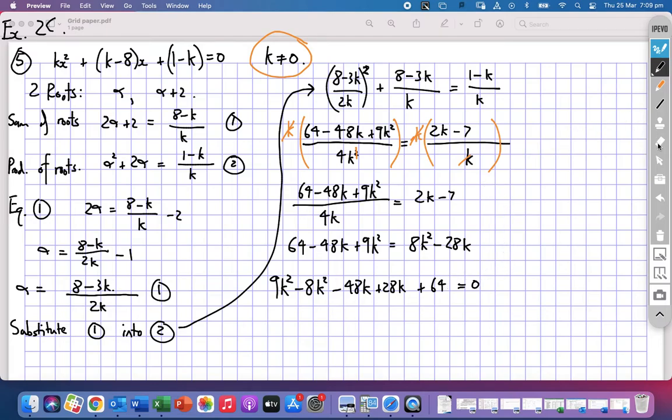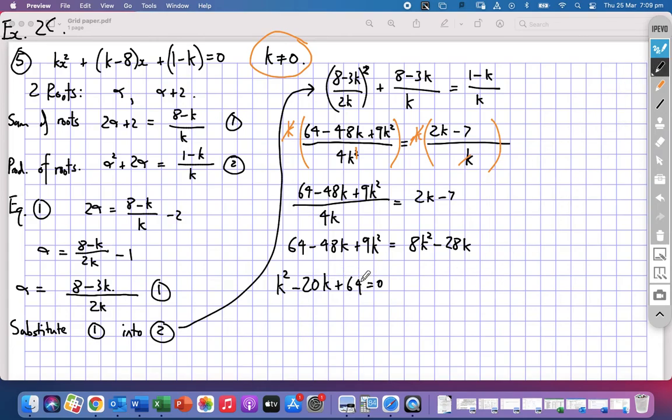Now I'm going to tidy it up. The 9 minus the 8 will just be a single k squared. Let's write that in. And the minus 48 plus the 28 leaves minus 20. Minus 20. Okay, we've still got our 64. All right, this is a quadratic I can factorize.